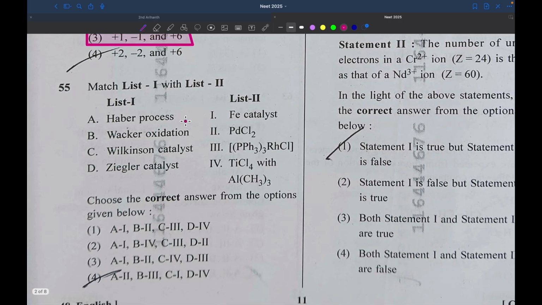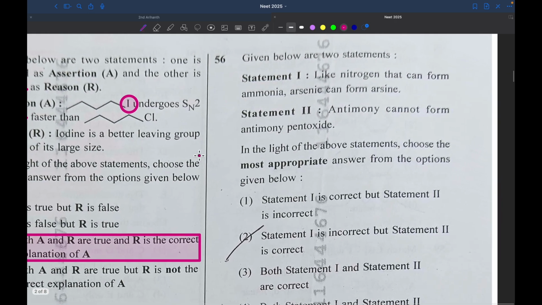55th question: the Haber process goes with iron catalyst. A goes with 1. So we have 3 options correct. Next, Wacker oxidation goes with B, which goes with 2. Wilkinson reagent, Ziegler-Natta is 4. So option 4 is the answer. So A is the catalyst; B is 2, in the Wacker process we use palladium chloride; C is 3, Wilkinson reagent is triphenylphosphine rhodium chloride; and D is the answer. Direct NCERT-based questions here.